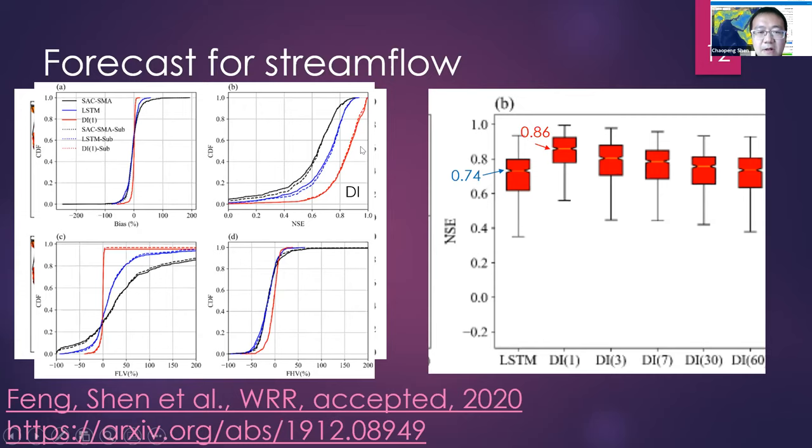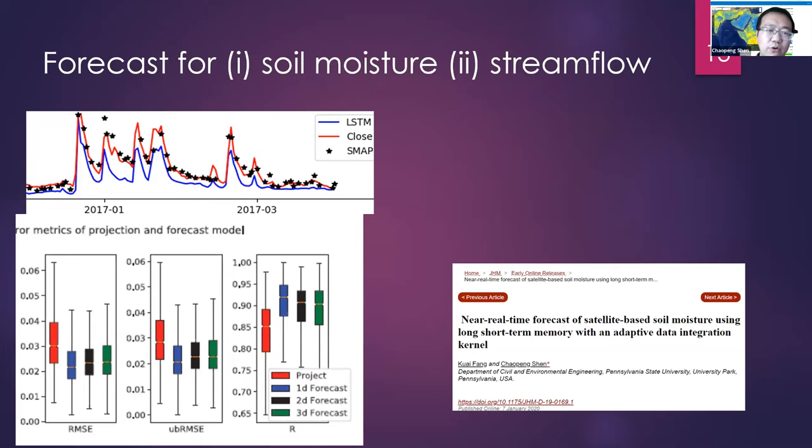This is getting to the point of being ridiculous, because we've trained one data integration model for the whole continental United States. And that model gives us 0.86, which is very encouraging, let's just say, and that's probably never been reported before at this level. Of course, you can do the same thing for soil moisture.